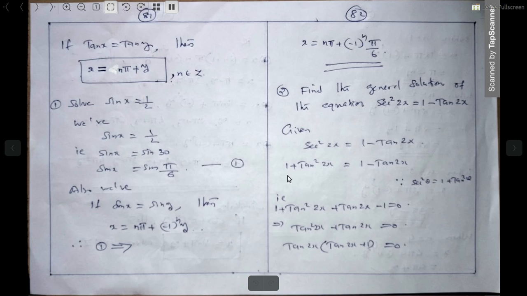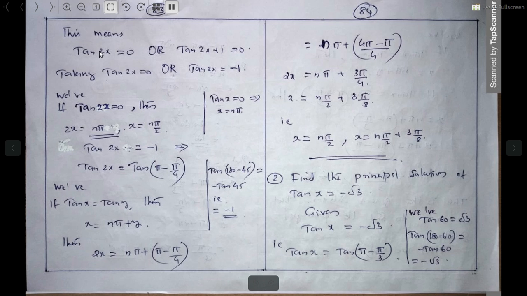Then what happens? 1 plus tan square 2x plus tan 2x minus 1 equal to 0. So all terms are converted to the left hand side, and the right hand side is 0. Then this plus 1 and the minus 1 get cancelled. So tan square 2x plus tan 2x is equal to 0. We can take tan 2x common. So 1 tan 2x is remaining here, plus this tan 2x is going outside, so remaining is 1 here. So tan 2x into tan 2x plus 1 is equal to 0.